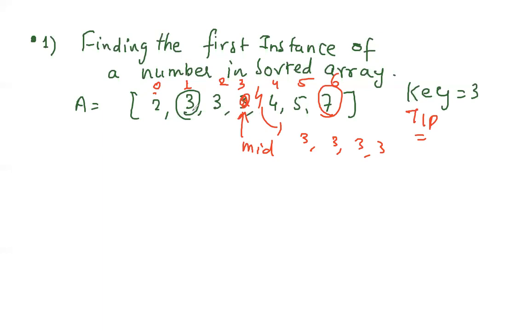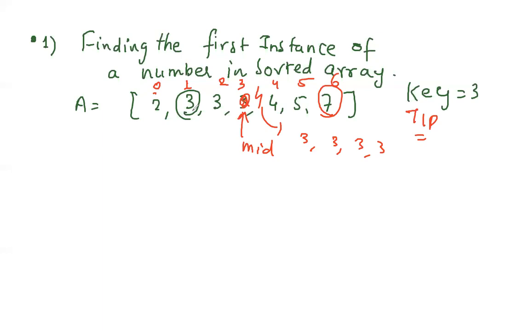So this is the crux of the algorithm. If a[mid] is equal to the key, you don't discard the mid, but you reduce the array. If a[mid] is greater than the key, you discard the entire right part, you go mid minus one.